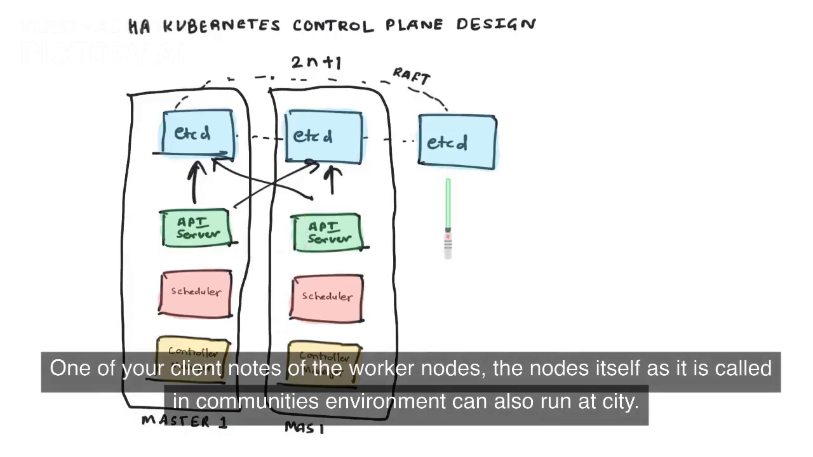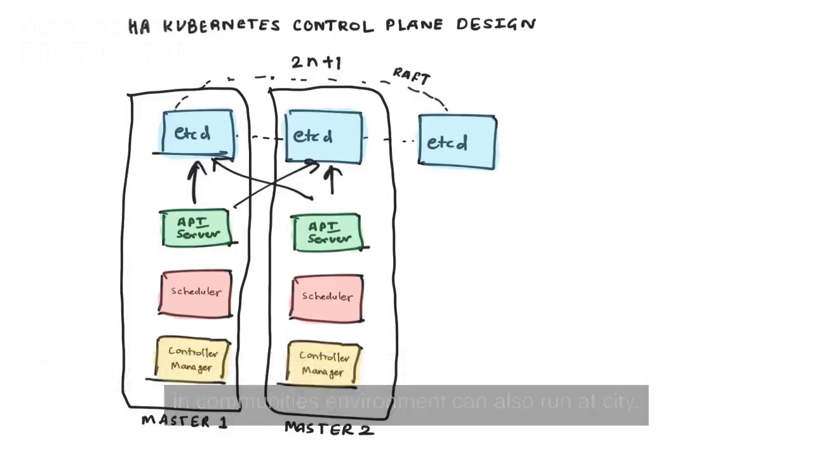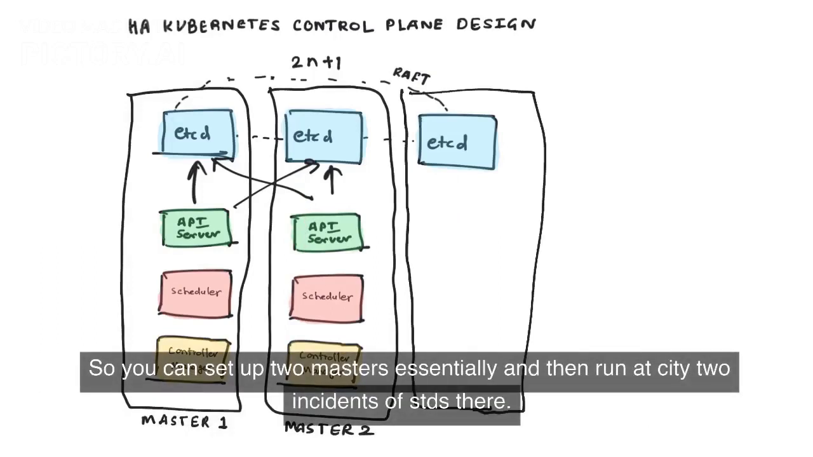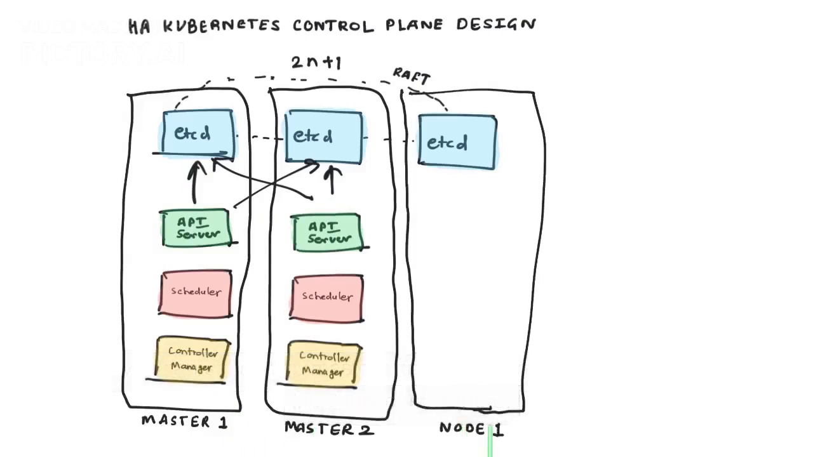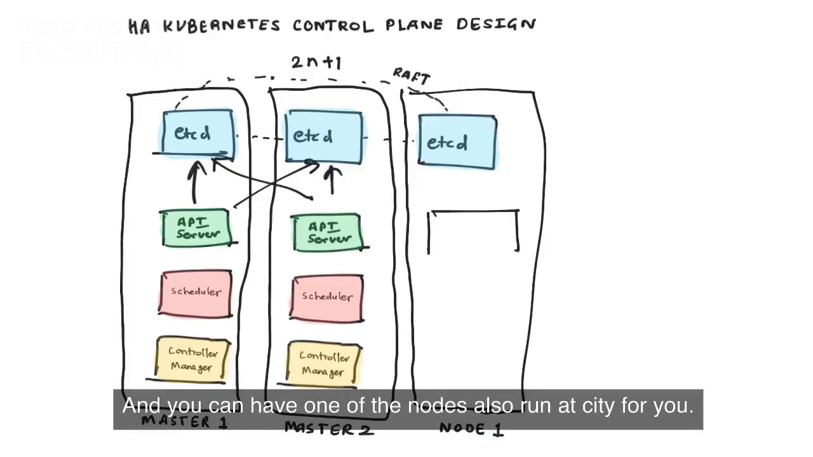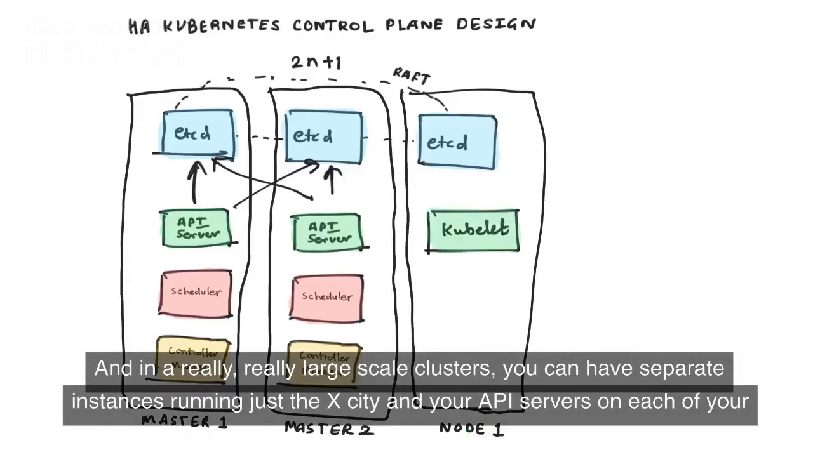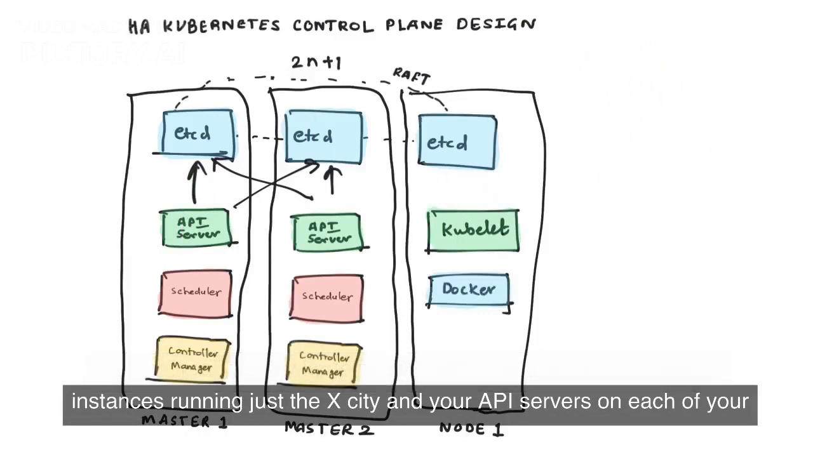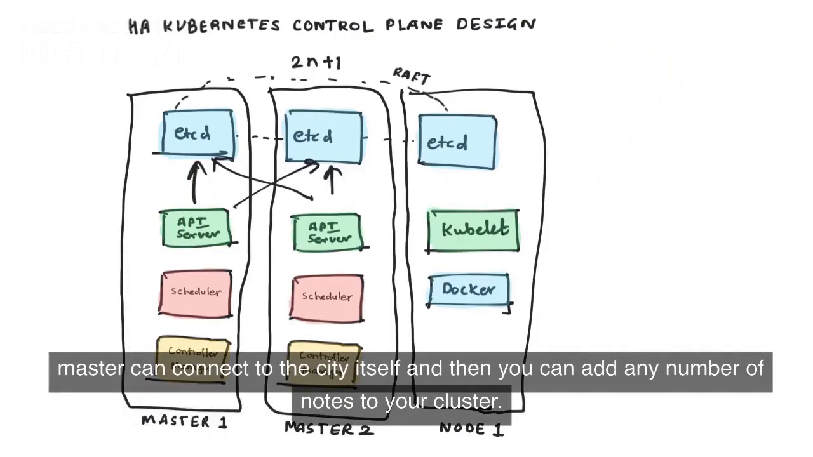One of your client nodes or the worker nodes, as they are called in the Kubernetes environment, can also run etcd. So you can set up 2 masters, run 2 instances of etcd there, and have one of the nodes also run etcd for you. And in really large scale clusters, you can have separate instances running just etcd, and the API servers on each of your masters can connect to etcd.